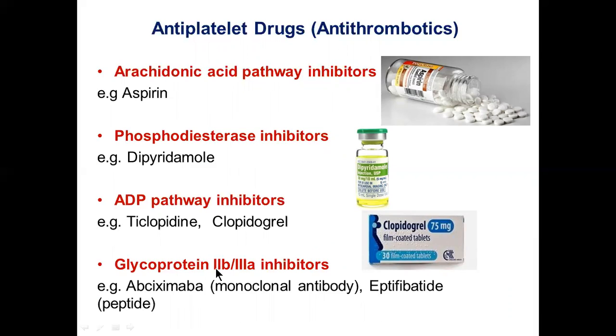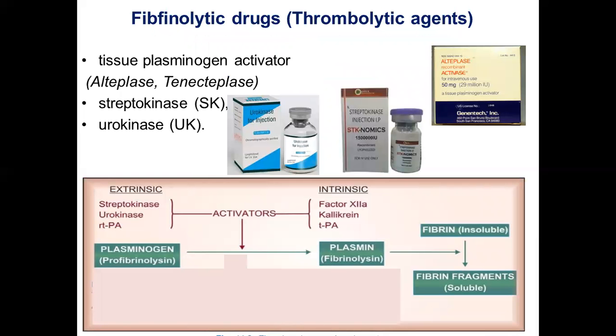Glycoprotein 2b3a inhibitors inhibit the receptor for fibronectin, fibrinogen, and von Willebrand factor. There are three major classes of fibrinolytic drugs: tissue plasminogen activator, streptokinase, and urokinase. They act on fibrin-bound circulating plasminogen.